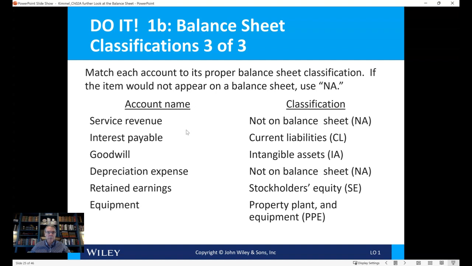Service revenues, not on the balance sheet per se, but the end result is interest payable. That would be a current liability because we borrowed money, we have to pay interest. We haven't paid them yet, but they have earned interest. Goodwill, that is going to be an intangible asset. Depreciation expense would be, it's not really on the balance sheet, it's on the income statement. Retained earnings would be under stockholders' equity, and equipment would be property, plant, and equipment.